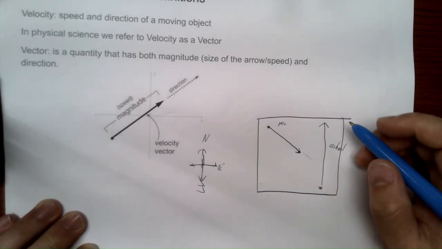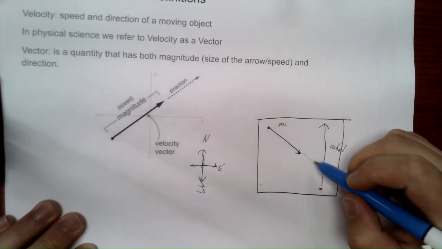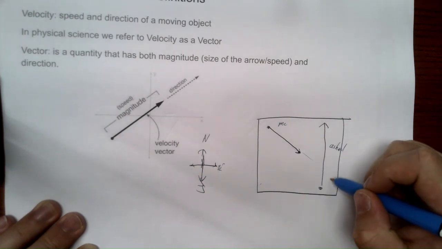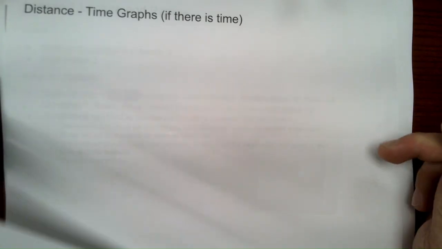Now, we don't know exactly how fast me or Ashad are going, but because Ashad's arrow is twice the length of mine, you can assume his magnitude is twice mine, therefore his speed is twice mine. Alright, makes sense? I hope so. Alright, let's get into lesson 2.